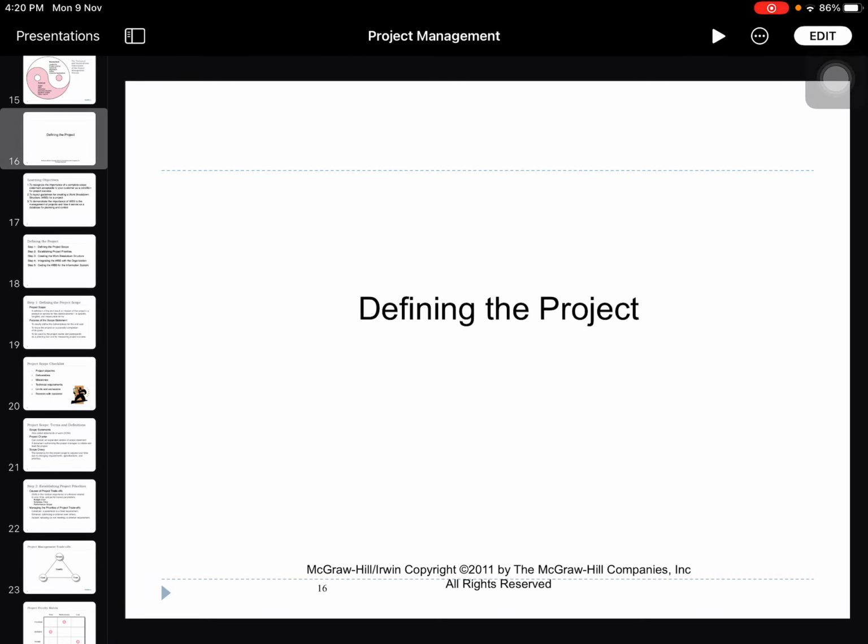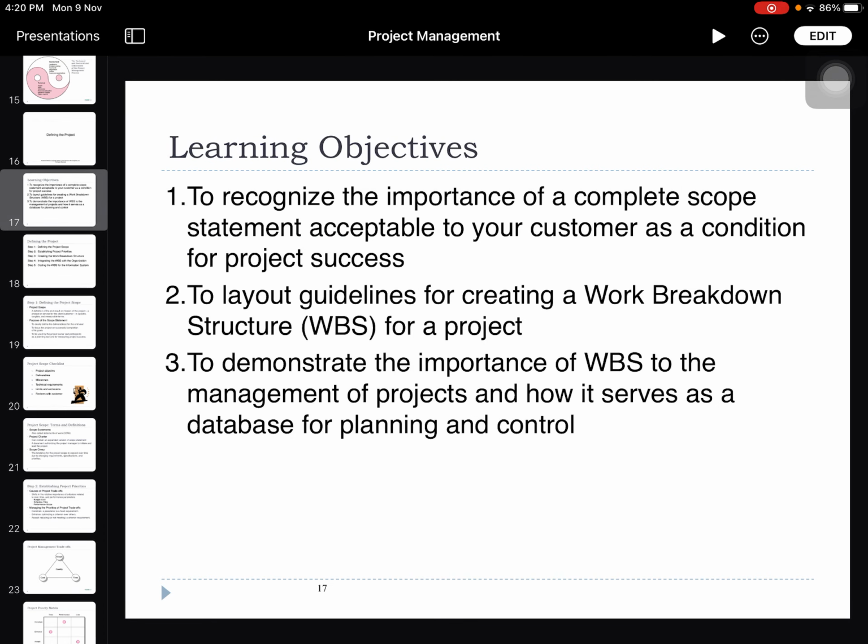And now I would like to continue with defining the project. The learning objectives for defining the project are, first, to recognize the importance of a complete scope statement acceptable to your customer as a condition for project success. Secondly, to lay out the guidelines for creating a work breakdown structure, better known as WBS, for a project. And thirdly, to demonstrate the importance of WBS to the management of projects and how it serves as a database for planning and control.